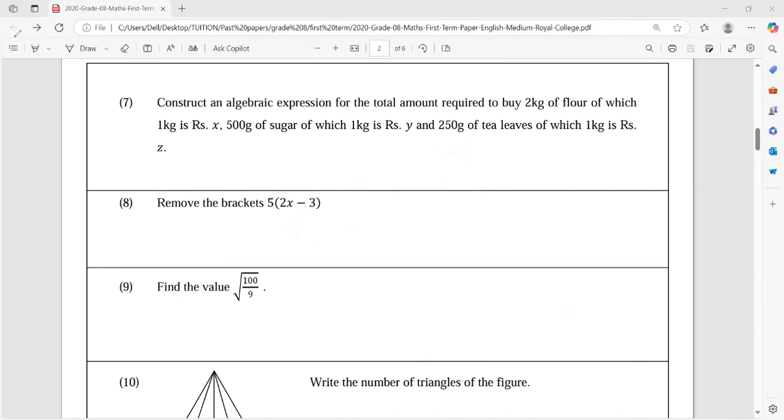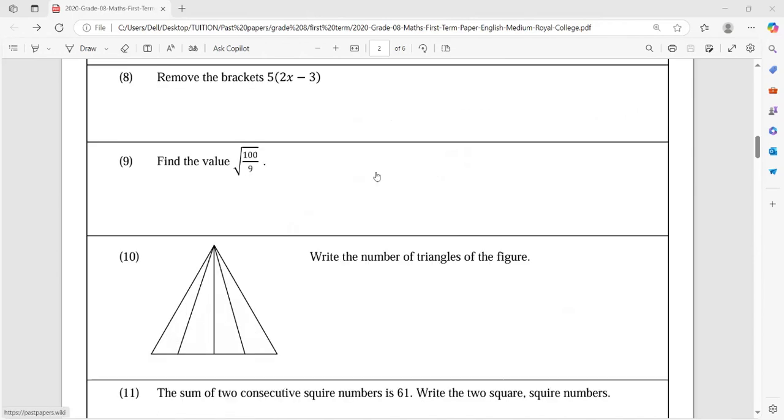And here you have to find the value of the square root of 100 divided by 9. So this is equal to the square root of 100 divided by 9, which you can write like this: square root of 100 divided by square root of 9, which is equal to 10 divided by 3. The square root of 100 is 10. The square root of 9 is 3.